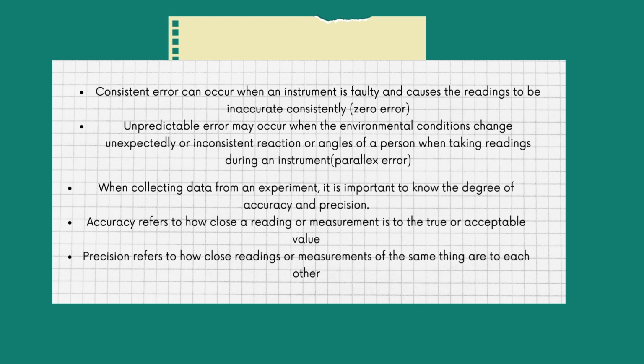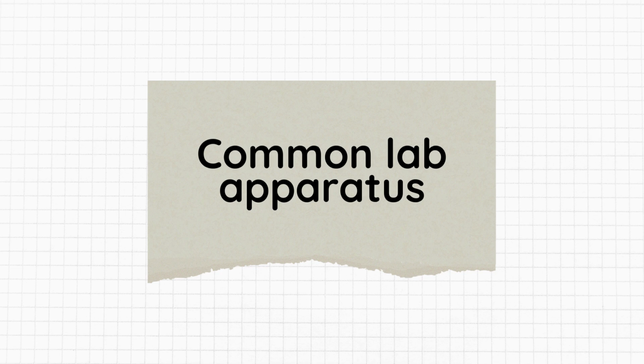When collecting data from an experiment, it's important to know the degree of accuracy and precision. Accuracy refers to how close a reading or measurement is to the true or acceptable value. Precision refers to how close readings or measurements of the same thing are to each other. Now, we'll be moving on to the common lab apparatus.